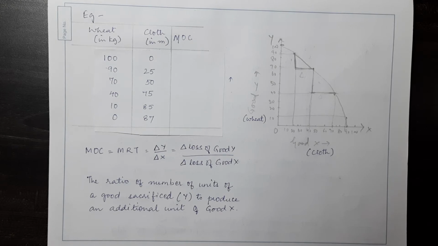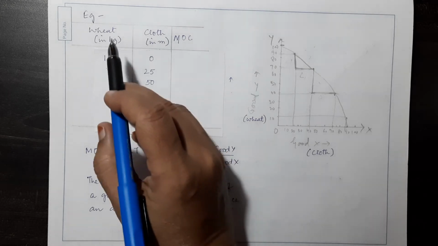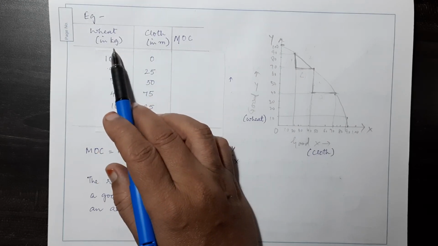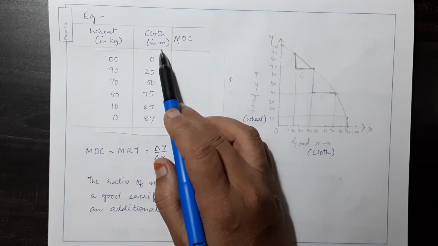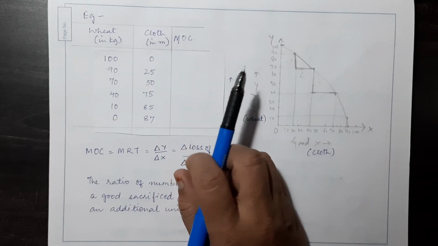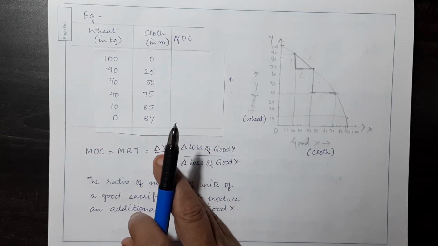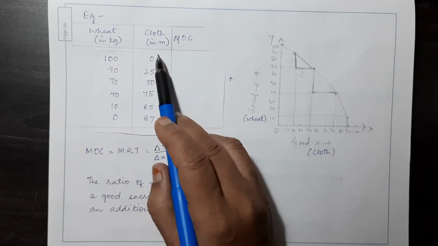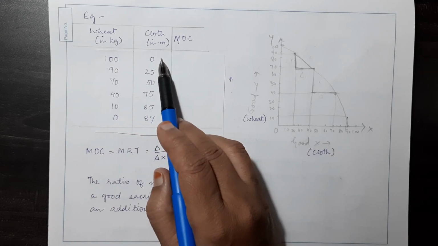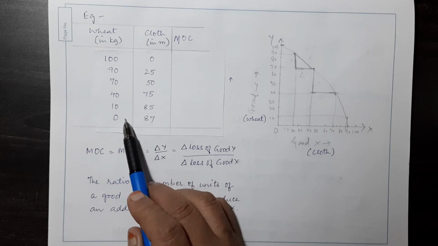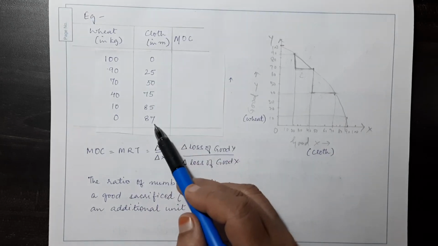Let's understand this with the help of a numerical. Now, for example, we have two alternatives. That is production of wheat in kgs, or production of cloth in meters. Resources are given to us which are constant. The technology used is also constant, whether to produce wheat or whether to produce cloth. Now, if we choose to produce all wheat with the given resources, then we cannot produce any of the cloth. On the other hand, if we choose to produce all cloth, then we cannot produce any of wheat. Those are the two extreme conditions.